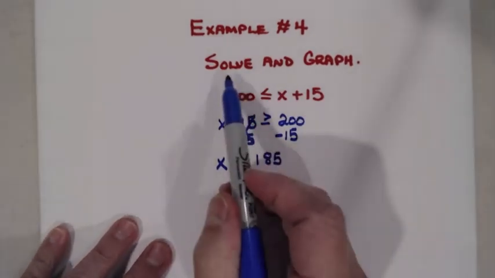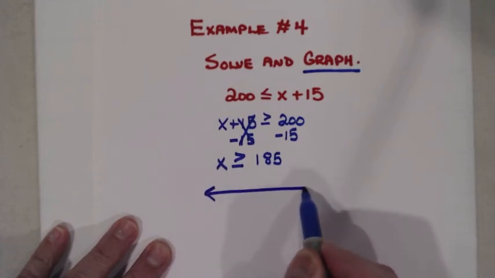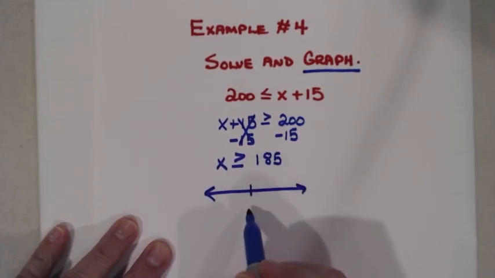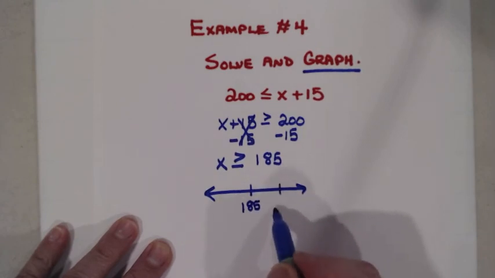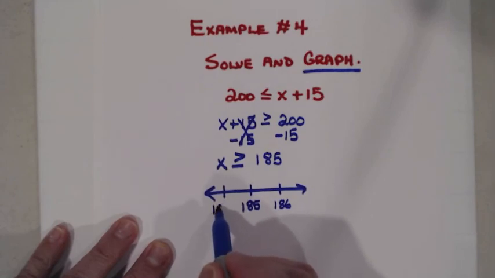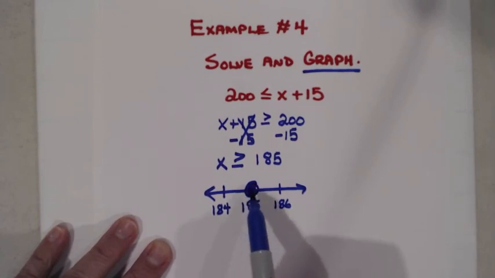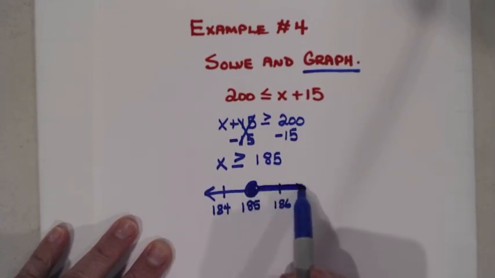Not only says solve, it also says graph. Draw a number line. Put this number, 185, right in the middle. Numbers on this side are bigger, 186. Numbers on this side are smaller, 184. Open or closed circle? Closed circle. That means 185 is an answer. And everything bigger than 185 is also an answer.